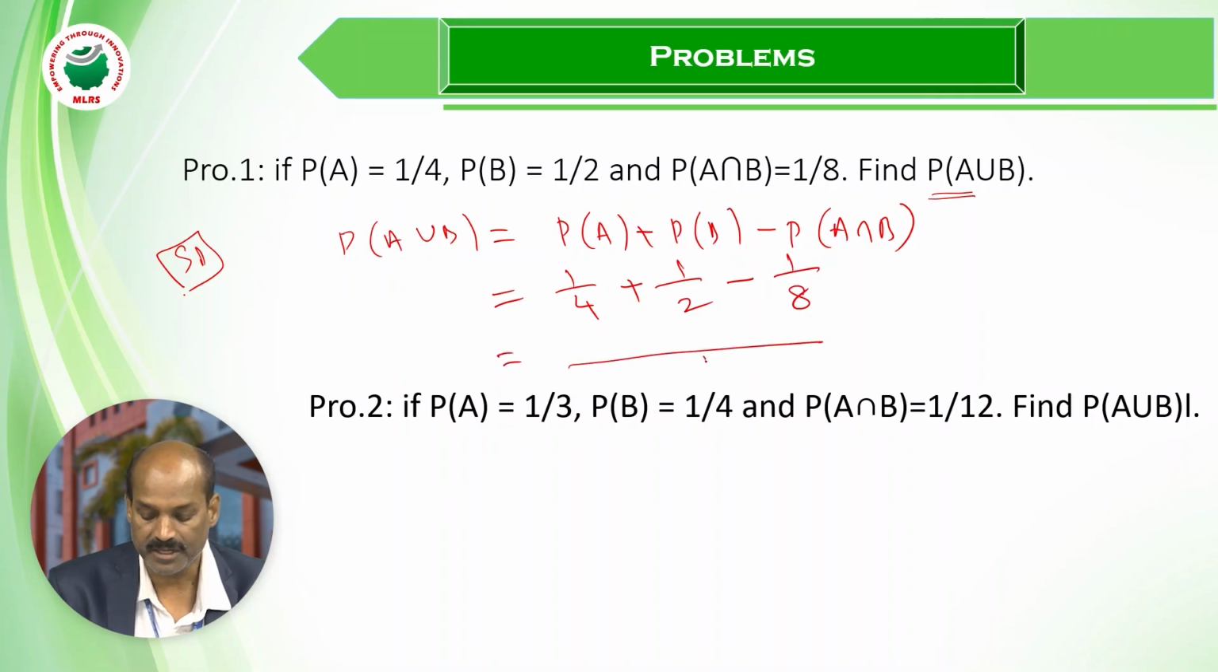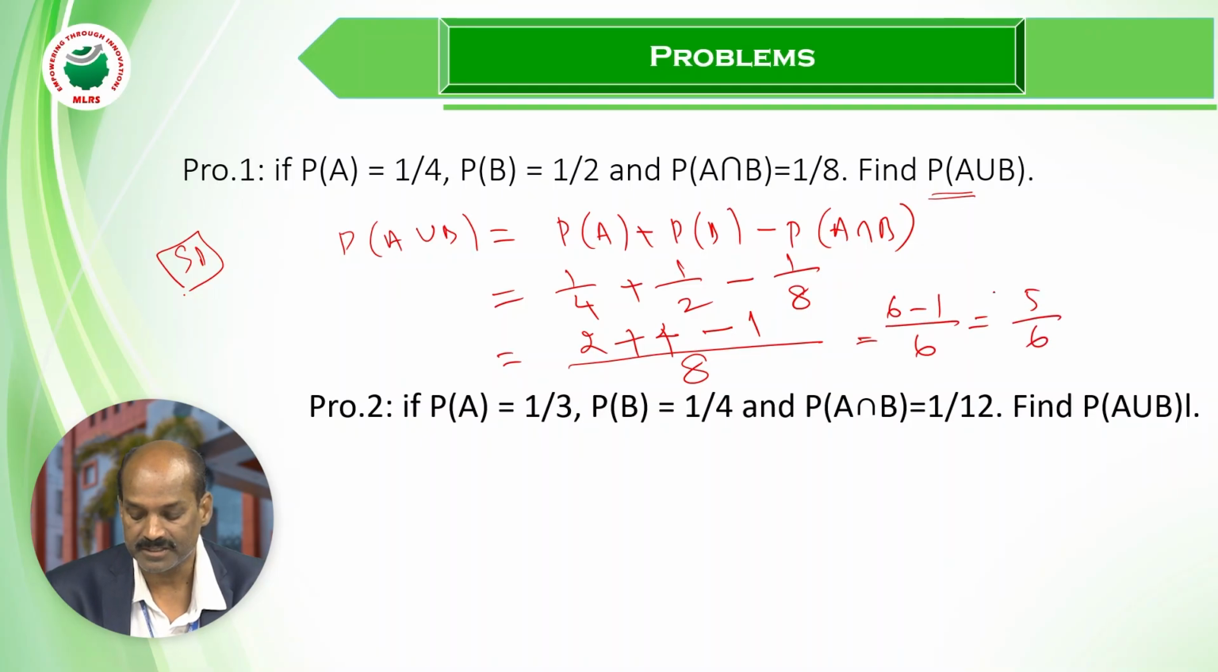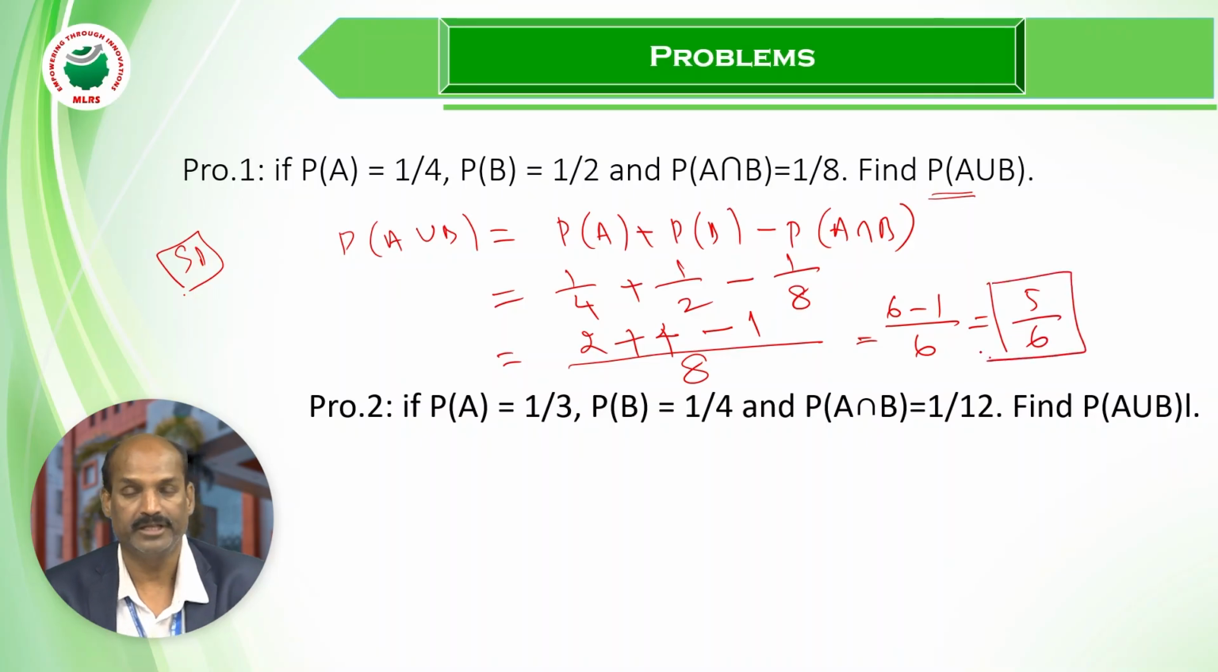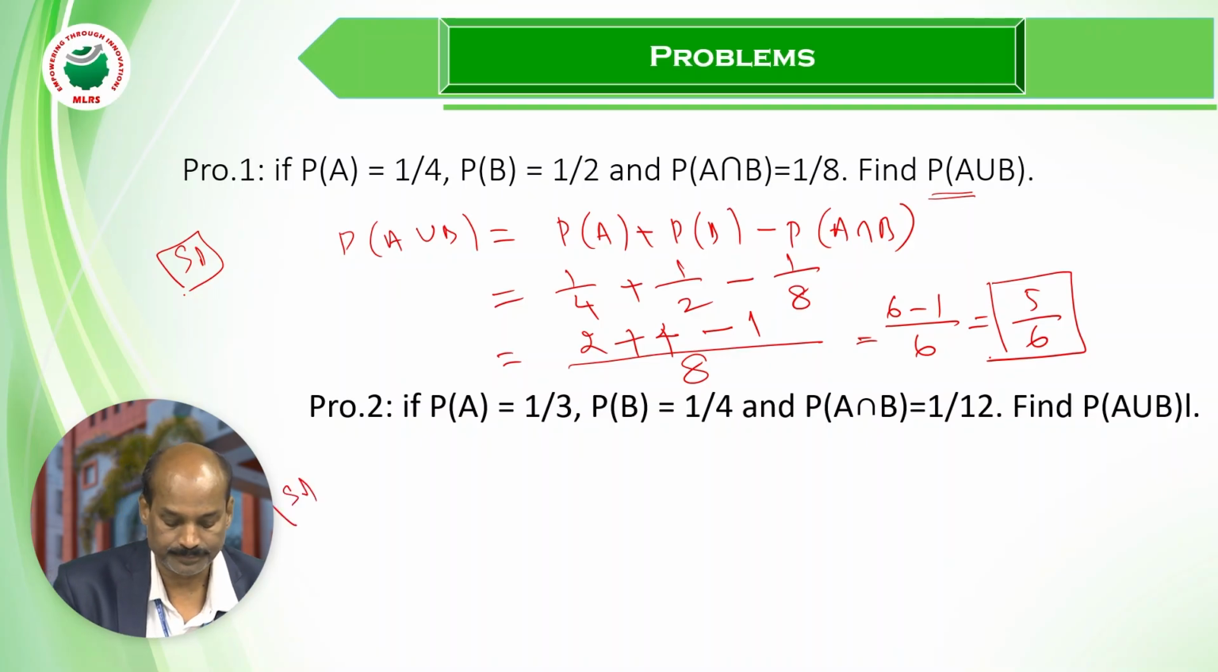Now take the LCM, 8. We will get 2 here, and this is 4 and this is 1. So 6 minus 1 by 8, that is 5 by 8. This is the probability of A union B. Okay. Similarly, come to the second problem.